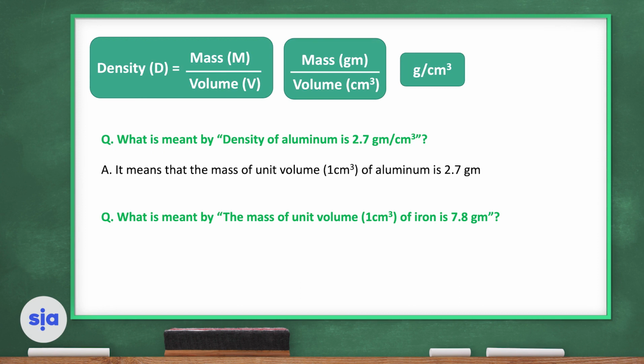Another question. What is meant by the mass of unit volume, which is 1 cubic centimeter of iron, is 7.8 gram? I'm giving you the volume, which is 1 cubic centimeter, and the mass, which is 7.8 gram. What do you think I need? Yes, density. This means the density is 7.8 mass divided by the volume, which is 1, which is equal to 7.8 gram per cubic centimeter.